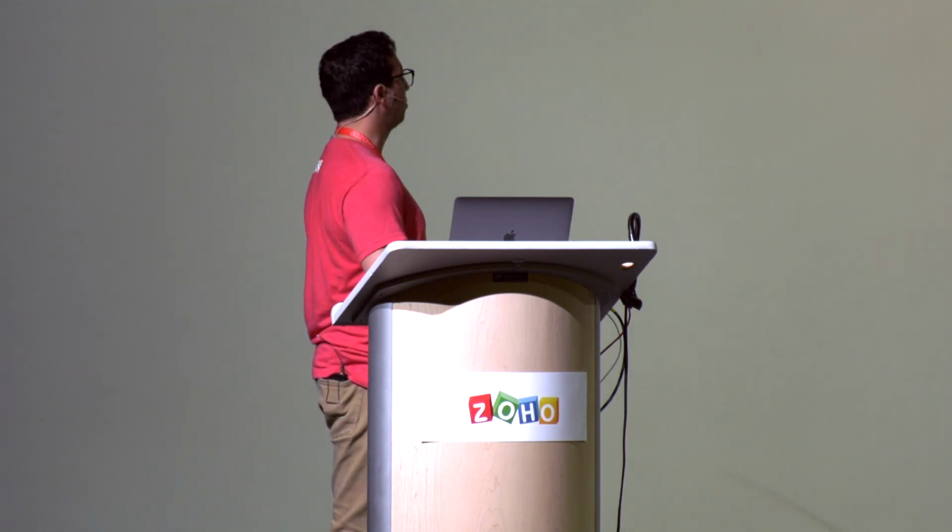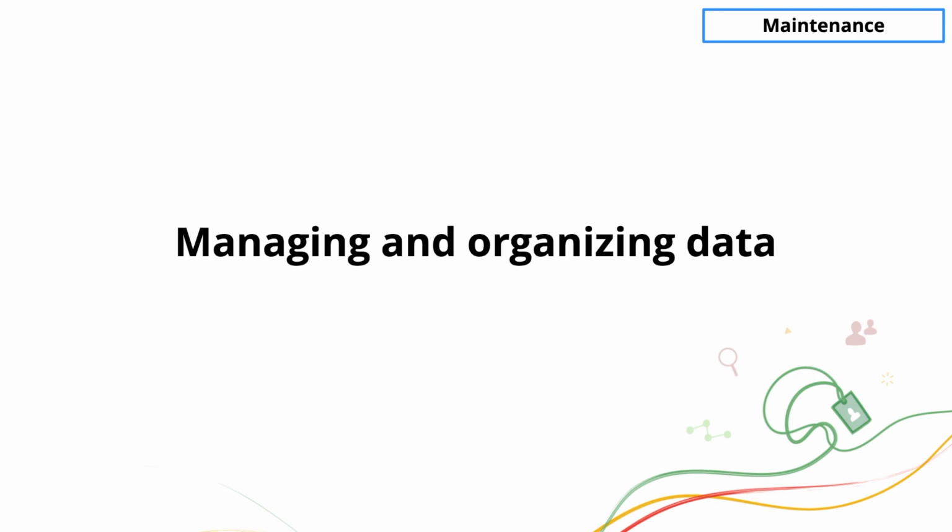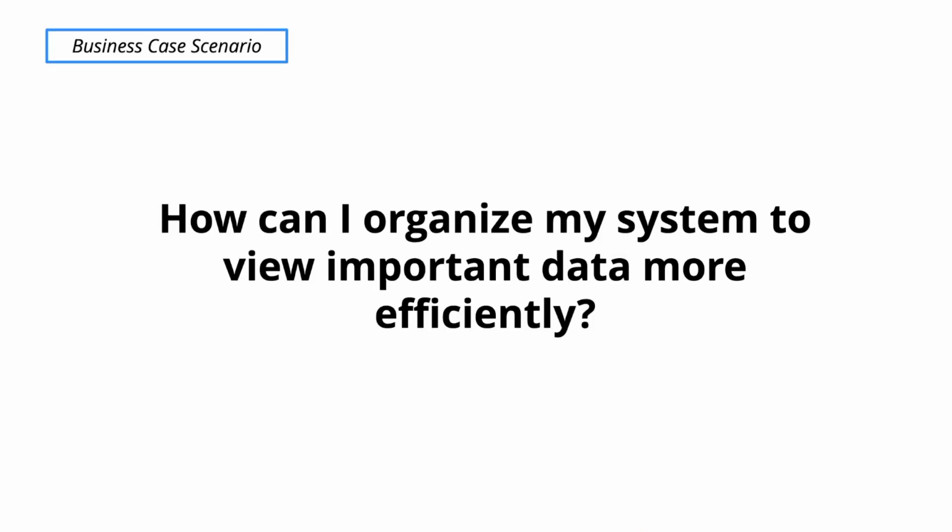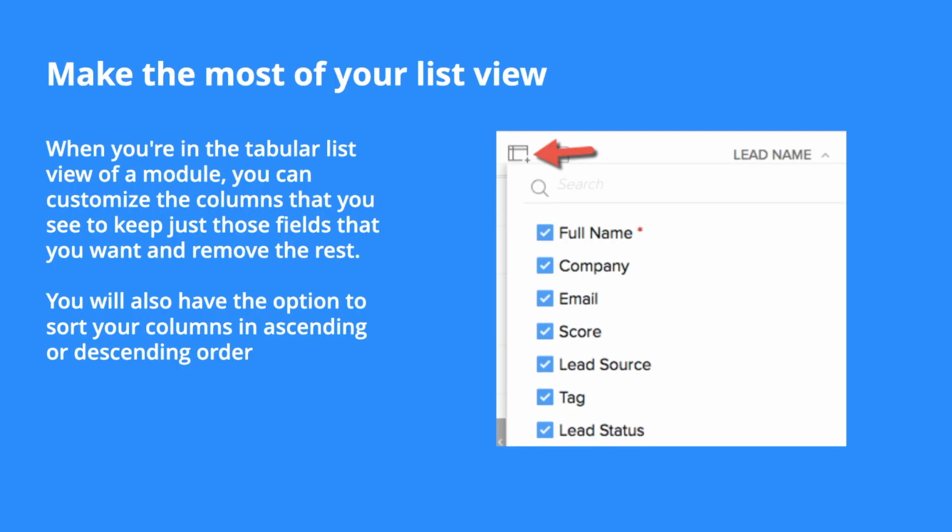So now I guess what we'll do is we'll move on to the managing and organizing aspect. We've basically gone through the customization part. We've set it up. We're ready to start putting information into the system. How can I organize this efficiently to view the data that I need? So that's our first business case there. How can I organize my system to view pieces of data that are important to me more efficiently? So some of the features we have going for that is the list view options.